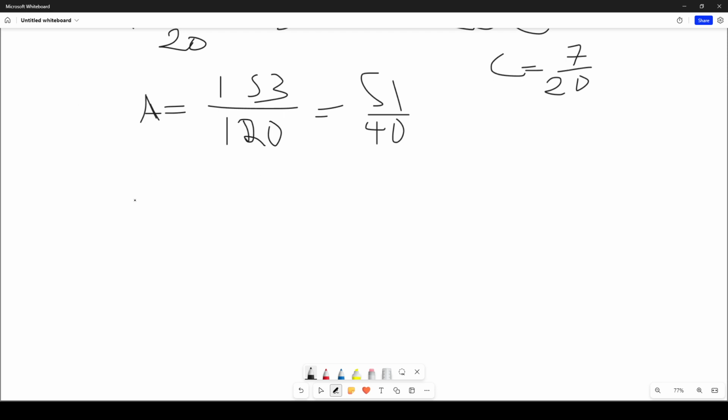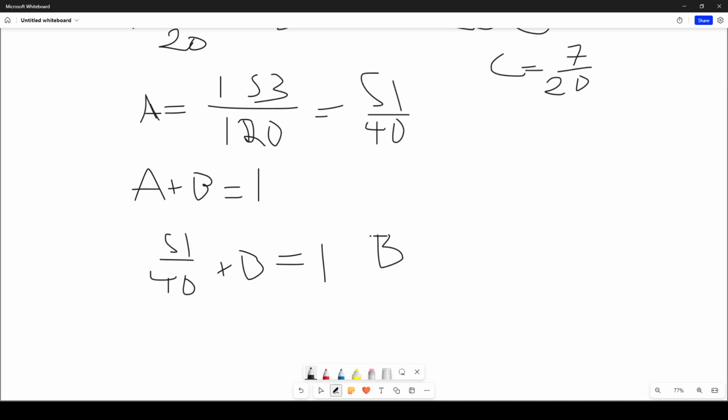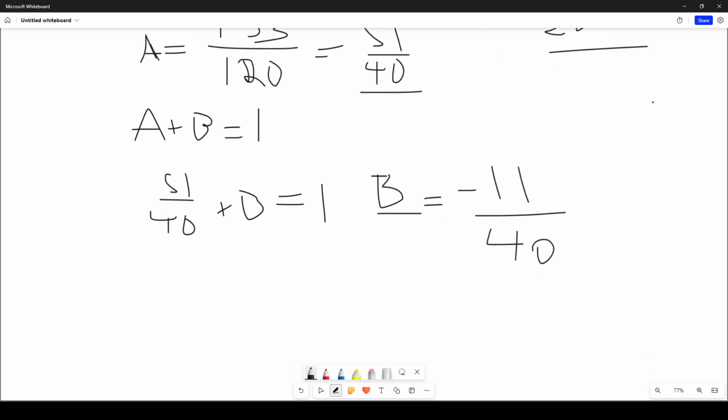And finally, we're going to use our top equation, A plus B equals 1. Plug in A to be 51 over 40, plus B equals 1. Then we know B to be negative 11 over 40. So now we've solved for A, B, and C. Perfect. Our problem is basically done.